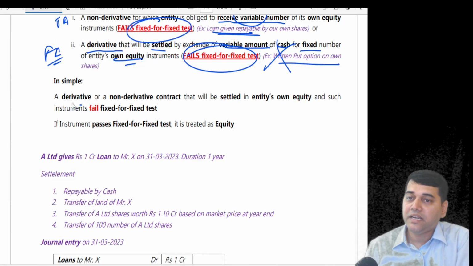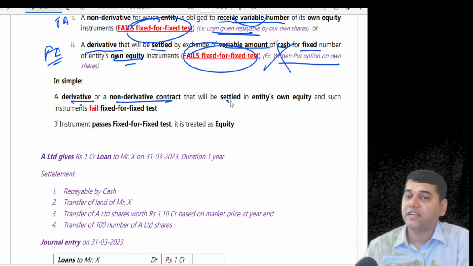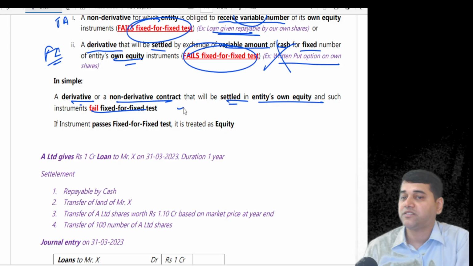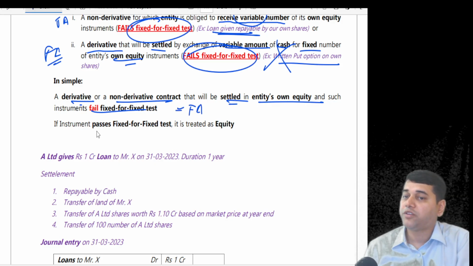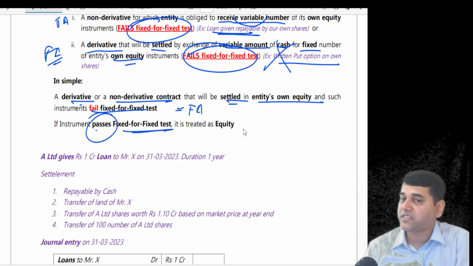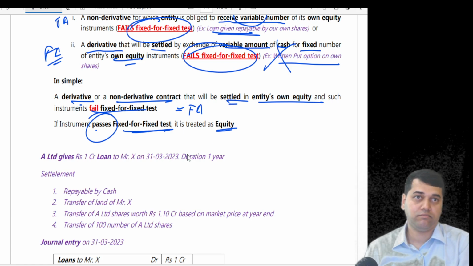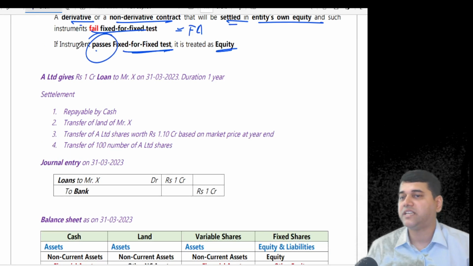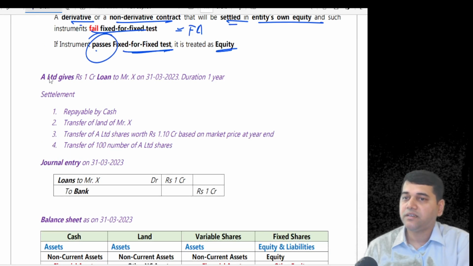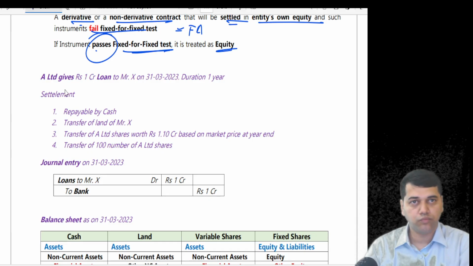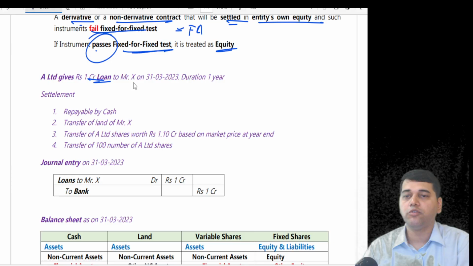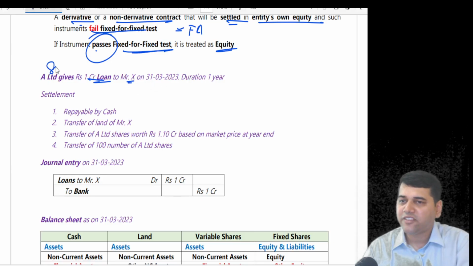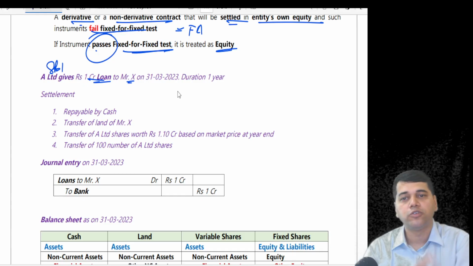In simple terms, a derivative or a non-derivative contract that will be settled in the entity's own equity which fails the fixed for fixed test is called a financial asset. Because if it passes the fixed for fixed test, it is called equity. Now, what is the meaning of this? You understand this example. A Limited is a company, which is you. You have given a 1 crore rupees loan to Mr. X. Or you can say SBI Bank has given a 1 crore loan to X.